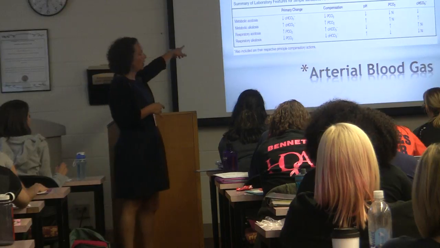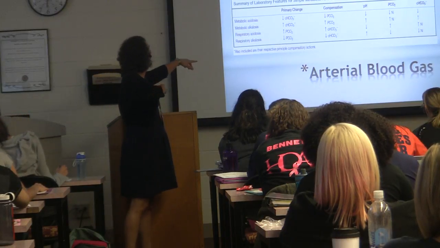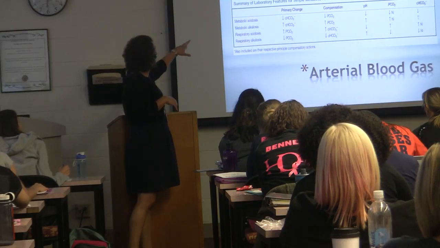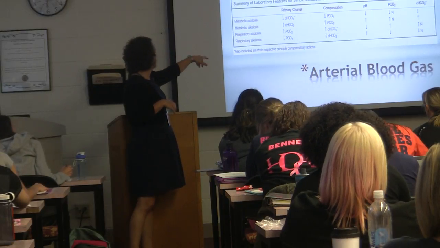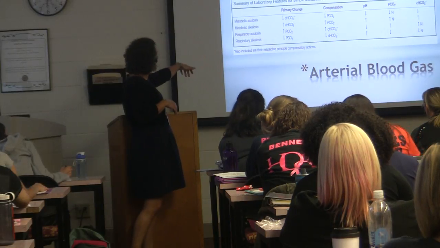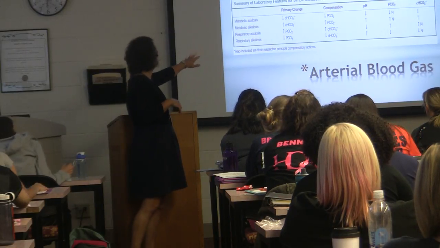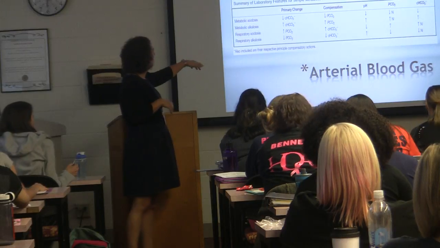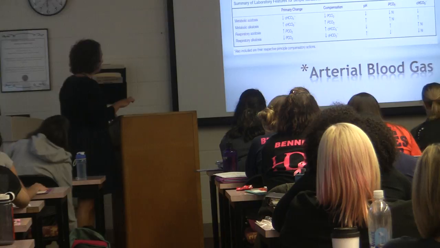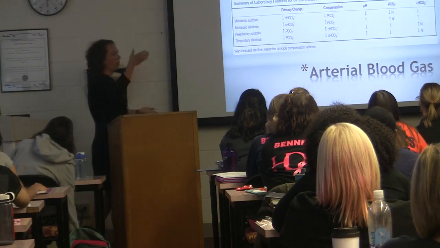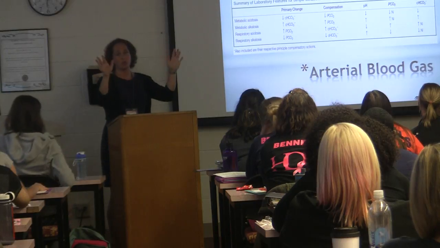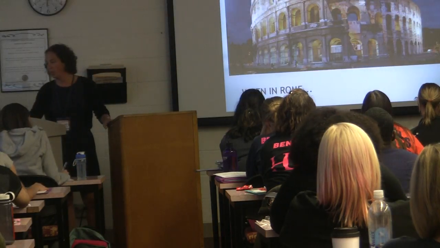This is very hard to see up top, probably, but this just shows that in a metabolic acidosis, the bicarb is down. In a metabolic alkalosis, the bicarb is up. In a respiratory acidosis, the CO2 is up. In a respiratory alkalosis, the CO2 is down. And it talks about their principal compensatory actions, which really just means how do you balance out the thing that's out of whack. And in the end, they both end up out of whack. You'll see that momentarily.